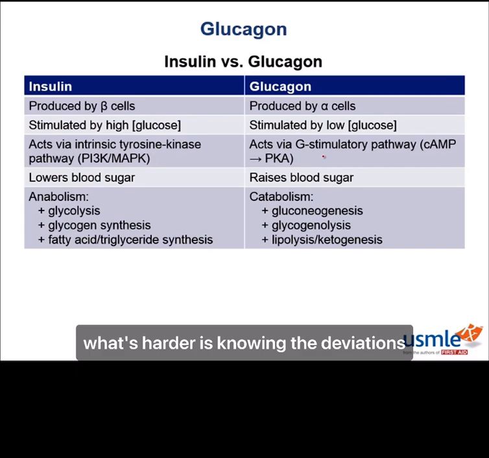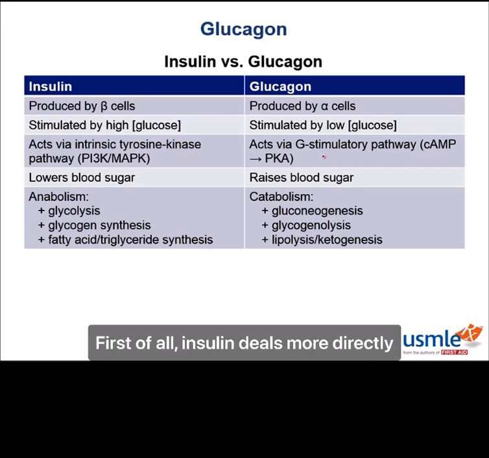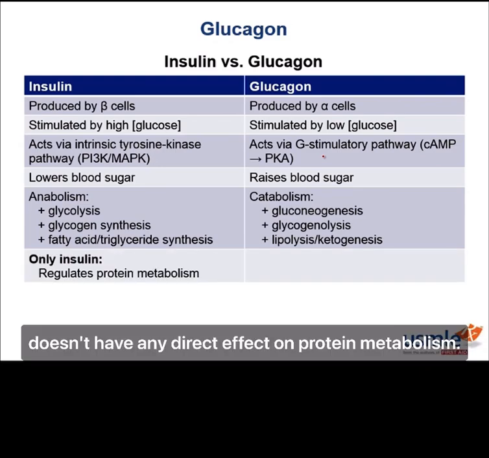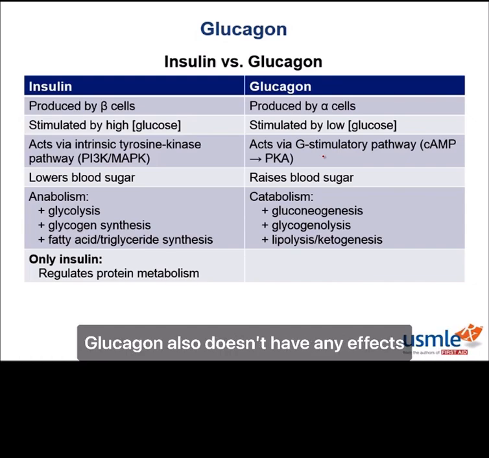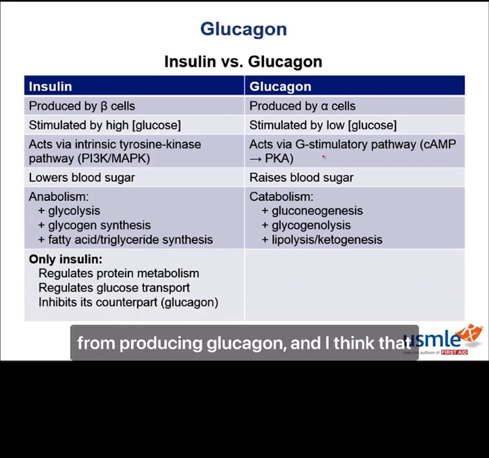What's harder is knowing the deviations from the opposite game I just played in front of you. First of all, insulin deals more directly with protein anabolism, whereas glucagon, as far as we know, doesn't have any direct effects on protein metabolism. Glucagon also doesn't have any effects on glucose transportation, whereas insulin upregulates it on certain cells. And finally, insulin kicks glucagon's butt any day of the week. It can directly prevent the alpha cells from producing glucagon. And I think that about covers it for these two hormones.